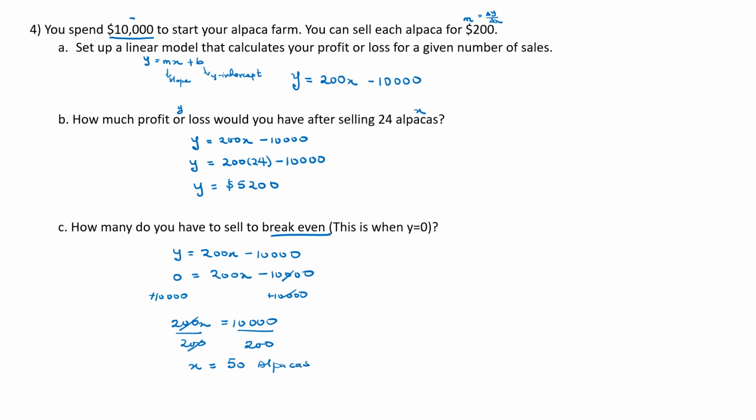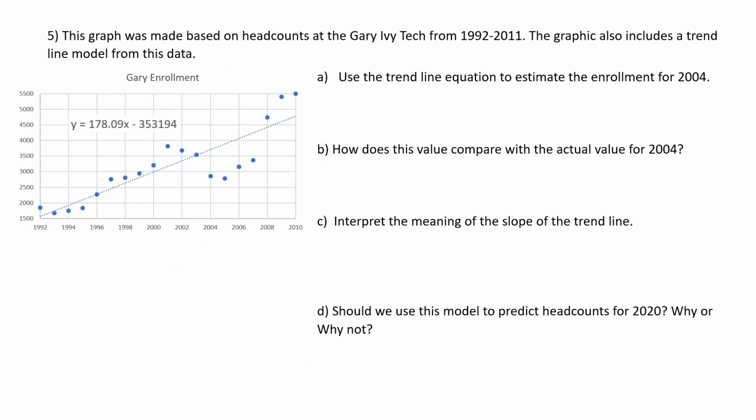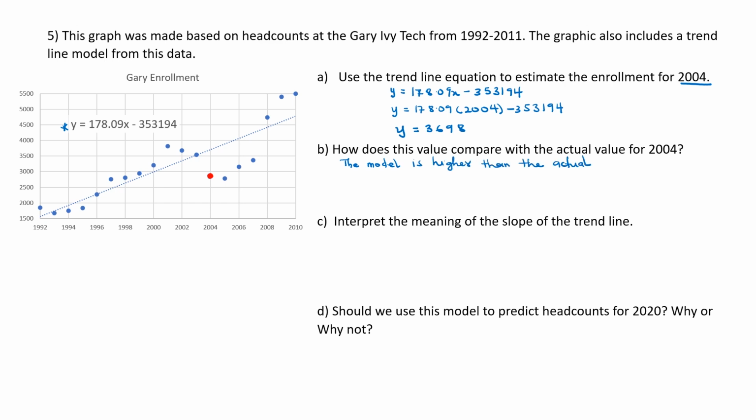We're given a trend line equation here. Since the graph is given in the literal year, what we need to plug in is 2004. If y is given to us, in place of x we'll put 2004 and then solve for y. So the actual value for 2004 is what we have here. And so based on the calculation that we did, we can say that the model is higher than the actual. And we can see that the actual is under 3,000.